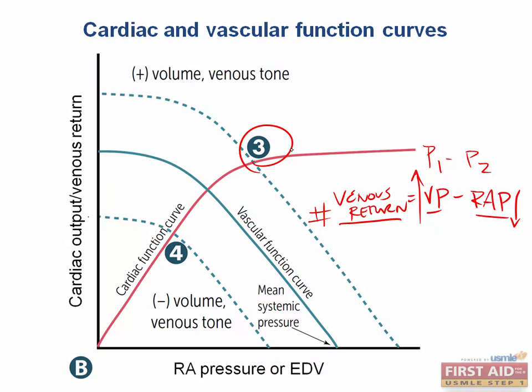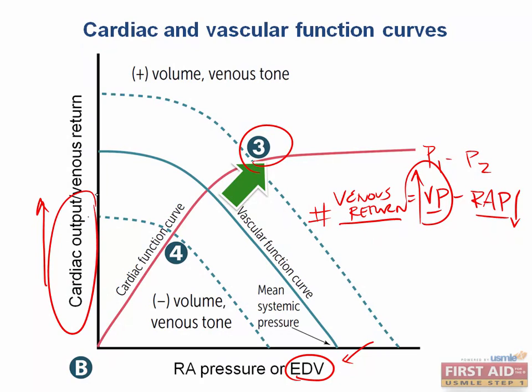So let's review number 3. If you give someone a bolus of fluid, you would expect an increase in cardiac output, so we shift up the y-axis, and we also increase our end diastolic volume of the right atrium because we're increasing our intravascular volume by directly pushing fluid into their venous system. You increase the venous pressure by increasing the intravascular volume. So we're increasing the end diastolic volume of the right side of the heart. And this also leads to an increase in the end diastolic volume of the left side of the heart, which means that we get an increase in cardiac output.